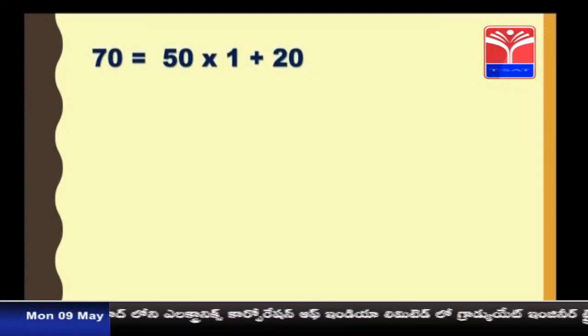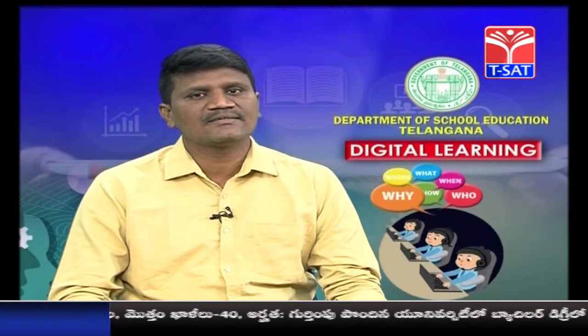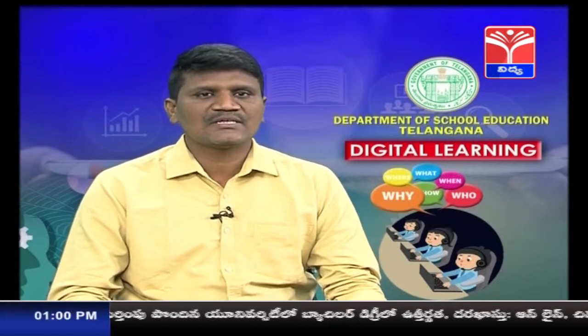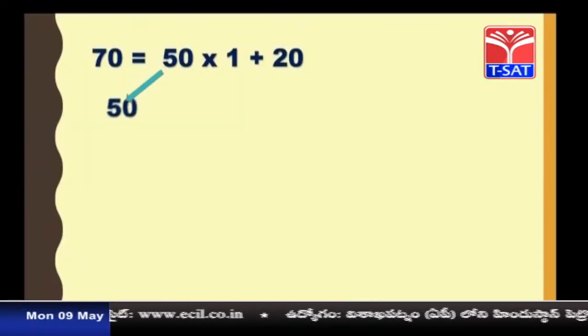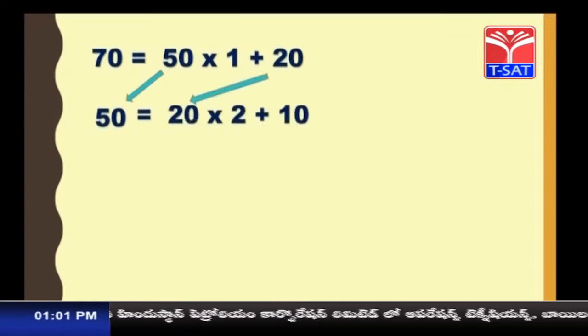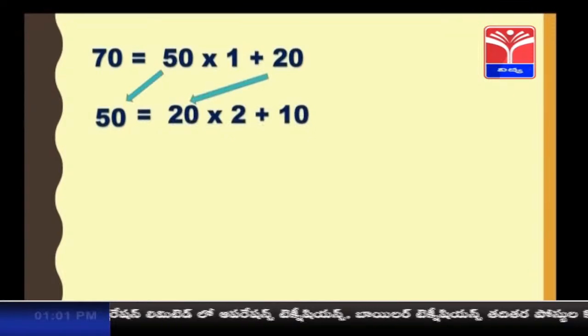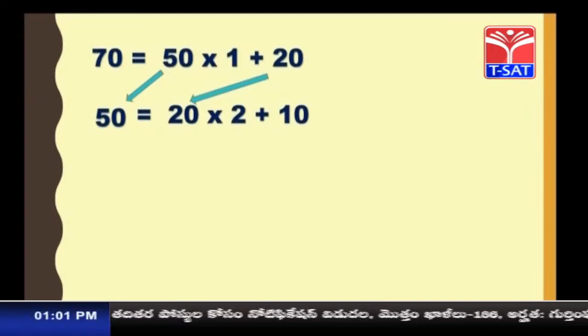So after completing this step, we are not getting the remainder as 0. So we should continue this process until we get the remainder as 0. So in the continuation of that process, the divisor will become the dividend and the remainder should become the divisor. So 50 is becoming the dividend and 20 is becoming the divisor, which can be written as 50 is equal to 20 into 2 plus 10. Again the remainder is coming as 10, so we should continue the process.